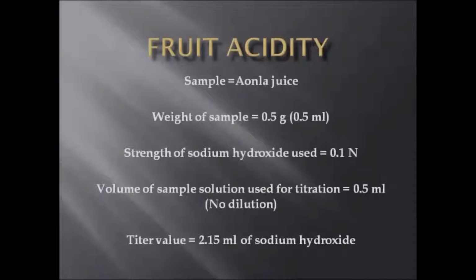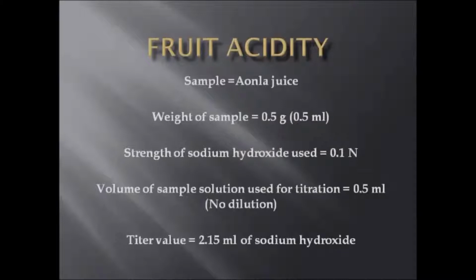We have taken sodium hydroxide. The strength of the sodium hydroxide is 0.1 normal. Here we have taken 0.5 ml of sample solution. Volume of the sample solution used for the titration is 0.5 ml. We have not diluted the solution. Directly we have taken 0.5 ml of solution. We got titre value 2.15 ml of sodium hydroxide.